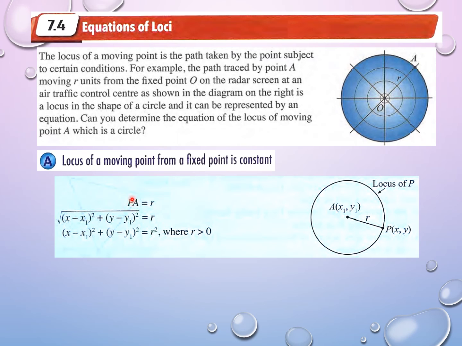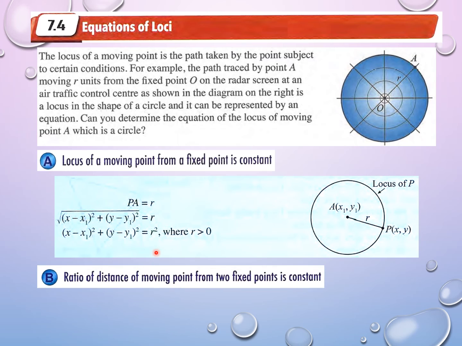P here can be any value, so we let it be x, y. But since A is a fixed point, we put A as x1, y1. The coordinate for A is a fixed one, so we put the numbers there. Then we remember the distance formula. After that, simplify. This is how we calculate the locus. Later we see one example with numbers, then you will be clear.